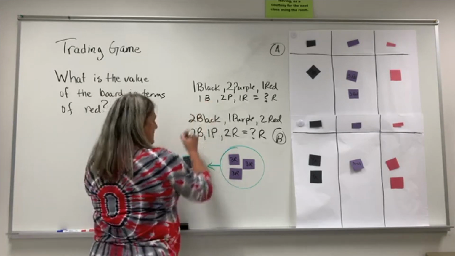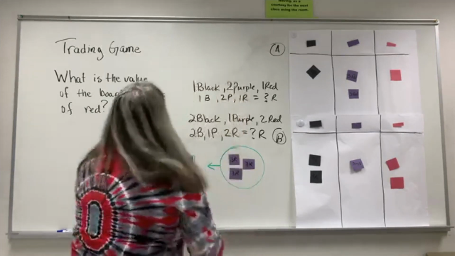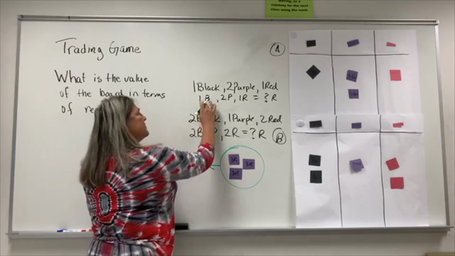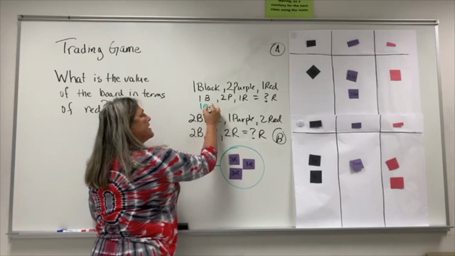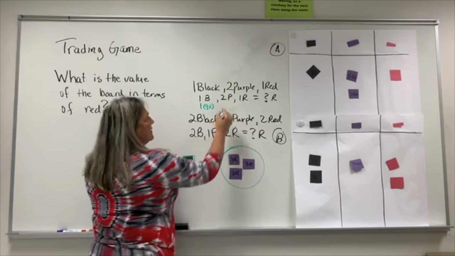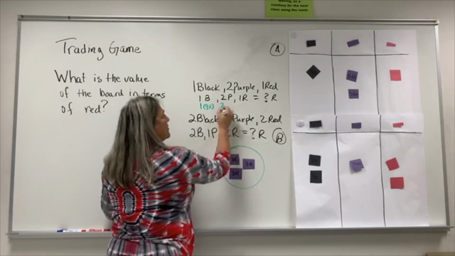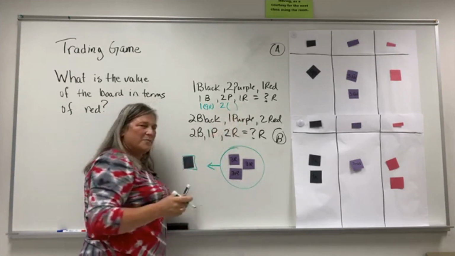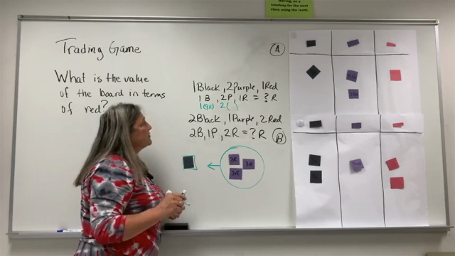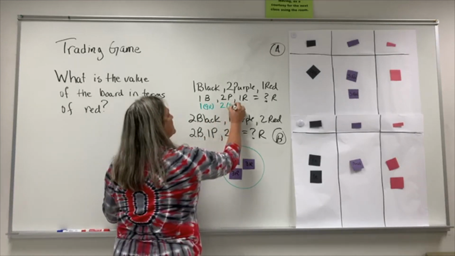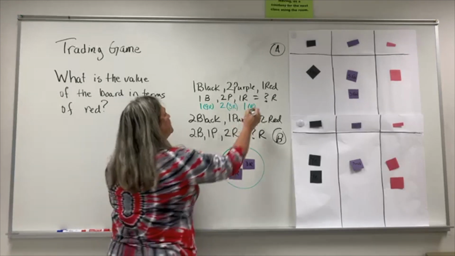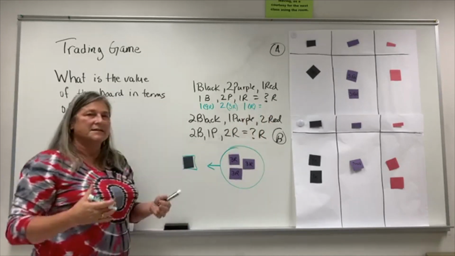So what do we know? I'm going to use a different color here. We have 1 black. Well, how much is a black worth? It's worth 9 reds. 1 black is worth 9 reds. We have 2 purples, but we know that a purple is worth how many reds? 3 reds. So a purple is worth 3 reds. And we have 1 red. Well, a red is a red. But we want to know how many reds that is altogether.